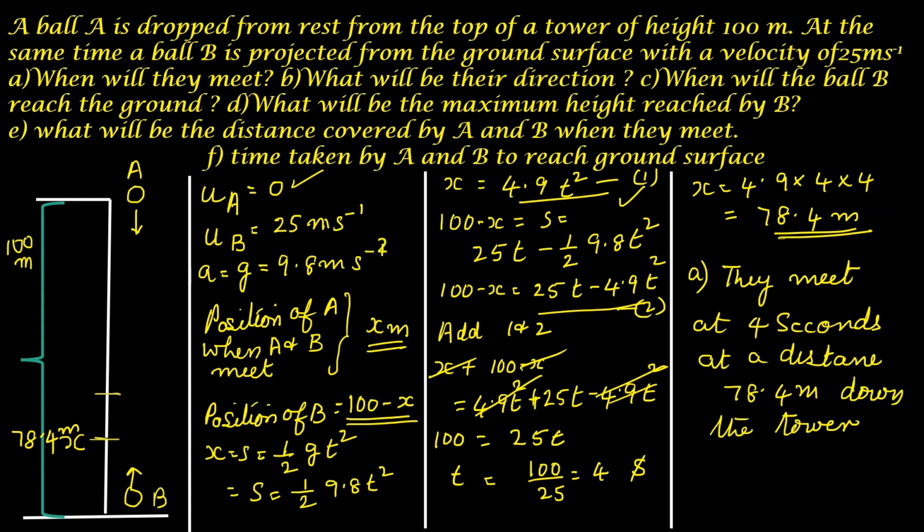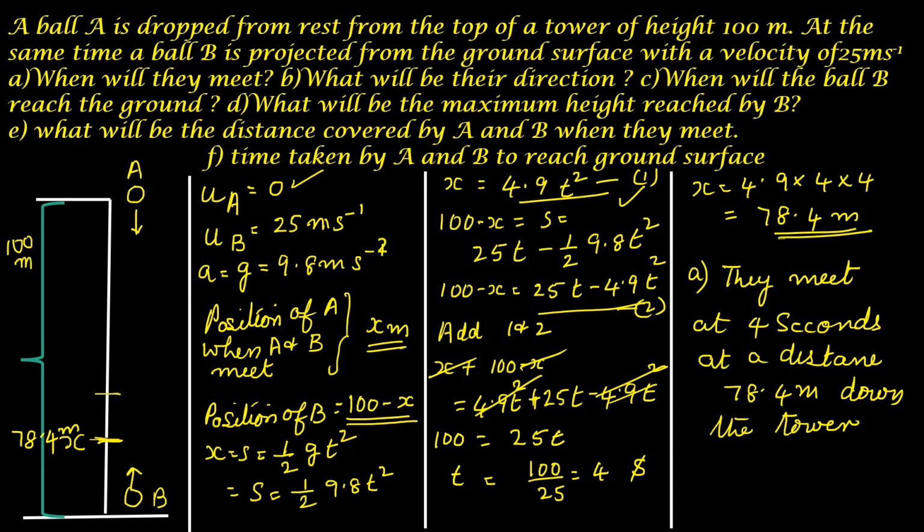Now question B. What will be their direction, that is, when they meet? From the diagram it is quite clear that ball B is quite near 78.4 meters down the tower. So will it take 4 seconds to reach 78.4 meters? That is the problem. In order to clear this, we have to find the maximum height that it can reach. So we will first answer section D.